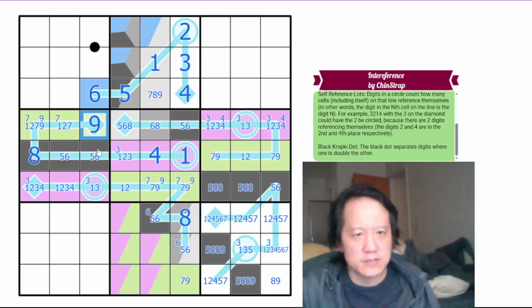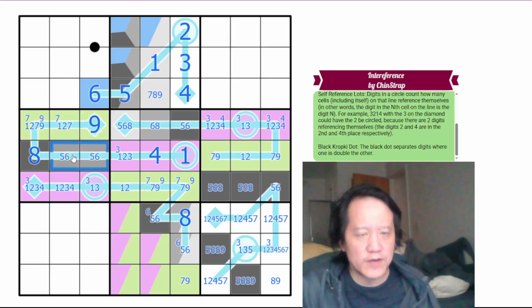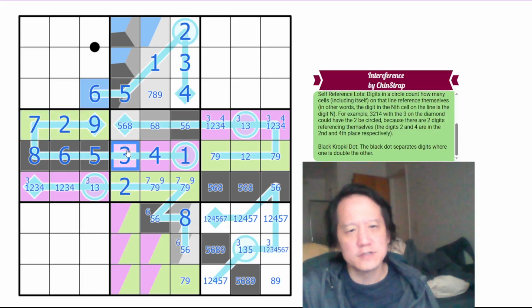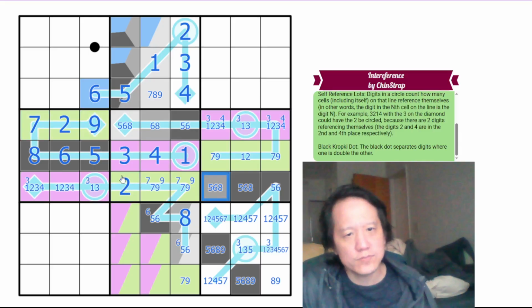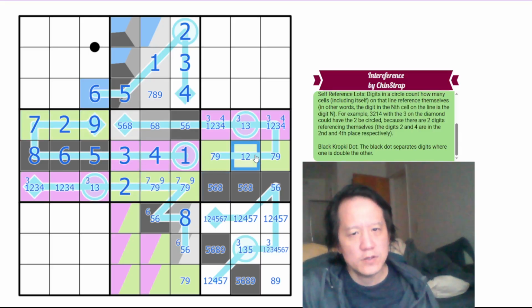That means this is 9. 5, this 6 must make that 5, which makes that 6, so this actually does work. The 2 must be referencing itself, because this one eliminates 1 here, so it's 2. This becomes 3. The 2 must be referencing itself. The 3 is referencing the 7. This is 2, which makes this 8 again.